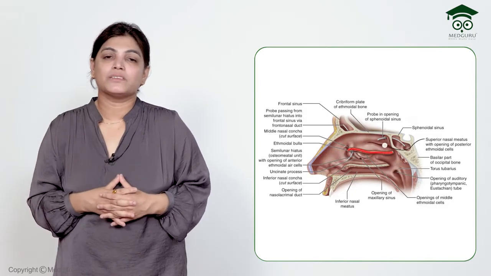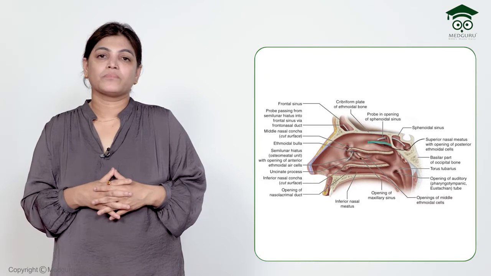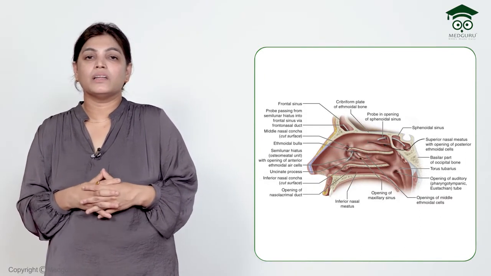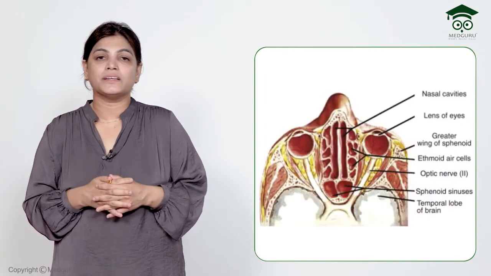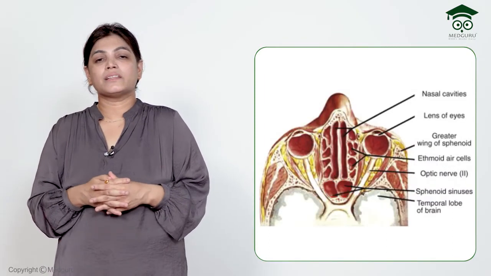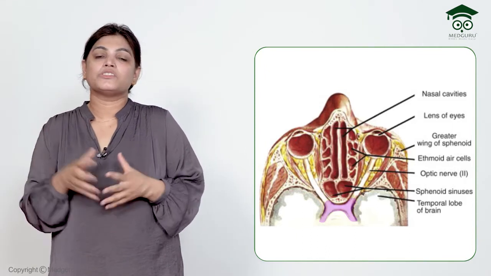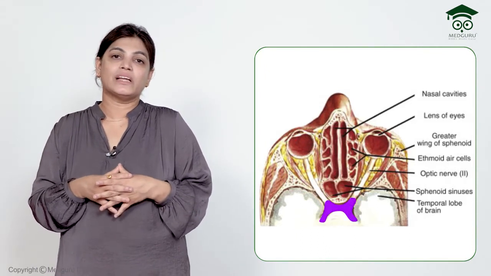Posterior ethmoidal sinus is opening into the superior meatus. Now we have discussed all these sinuses, we are left with the last, that is the sphenoidal sinus. The sphenoidal sinus lies in close relation with the sphenoid bone, and it is lying in close relation with the optic chiasma and pituitary gland.